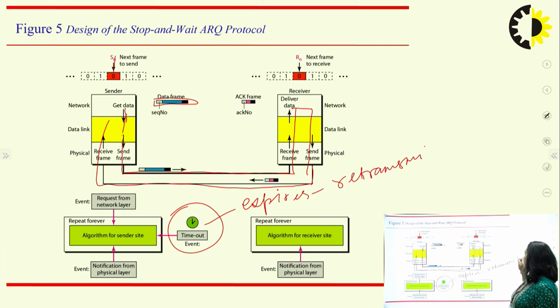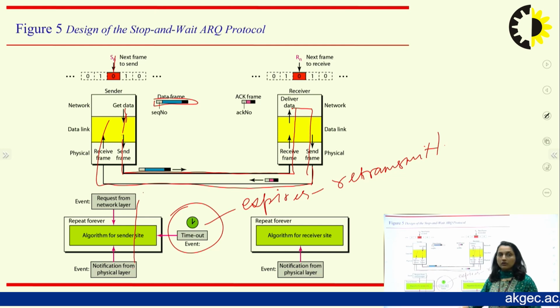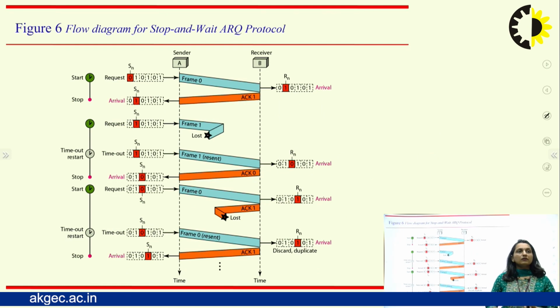We have to make a retransmit of that data. So that is the request from the network layer, and then the network layer will be sending a notification to the physical layer, which will send it into the network. And after notifying the physical layer, we have the algorithm at the receiver, and then we make that thing. Next, this is a flow diagram of the stop and wait.